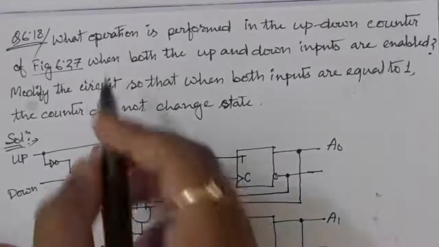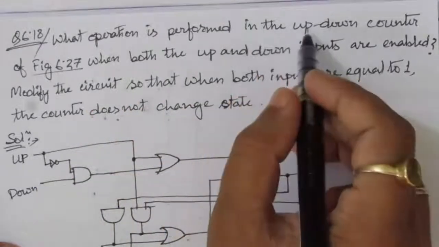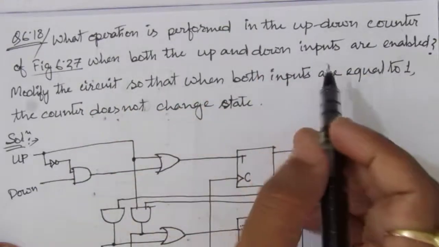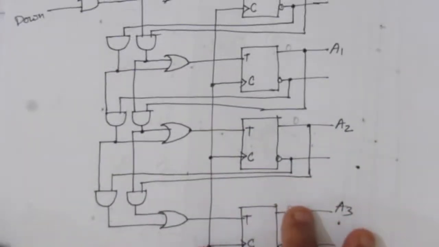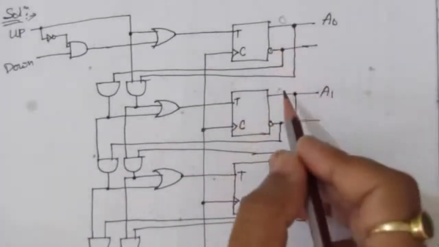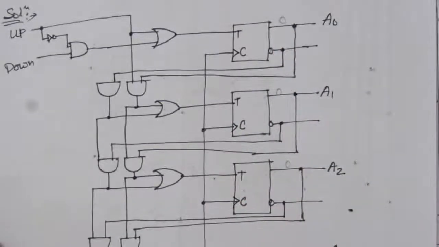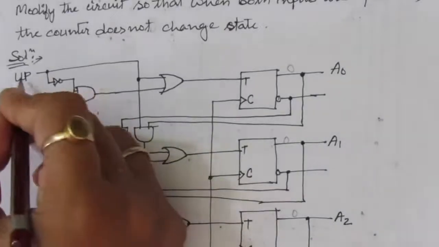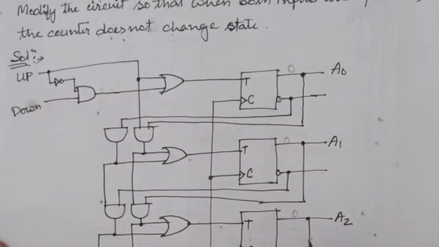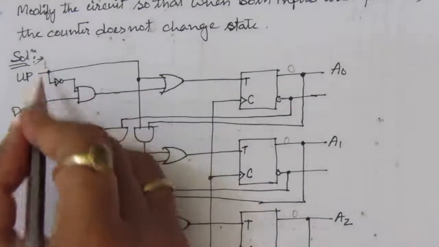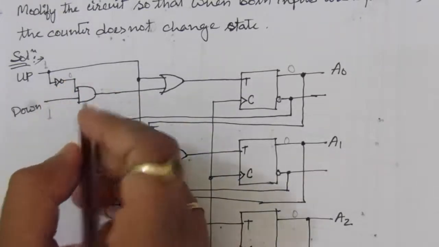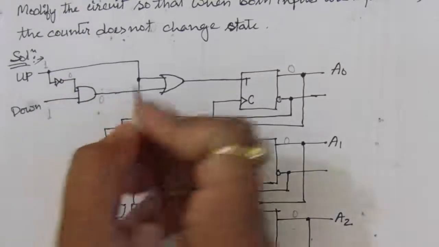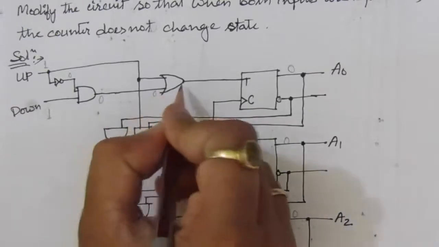In the first part, we are asked what will happen if both the inputs are 1 and 1. Suppose initially we have reset this circuit. That means we have initially cleared this output to 0000. Now we have to see what will happen to this circuit when both these inputs are 1 and 1. When we have 1 and 1 here, after this inverter we will have 0. That means after this AND gate we will have 0. So here we have 0 input at this OR gate.